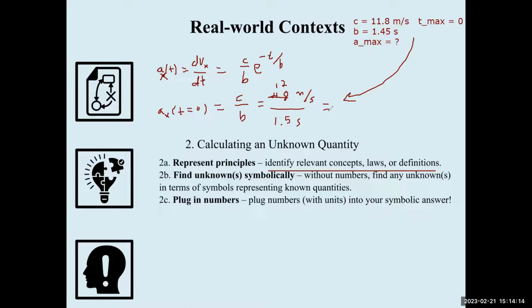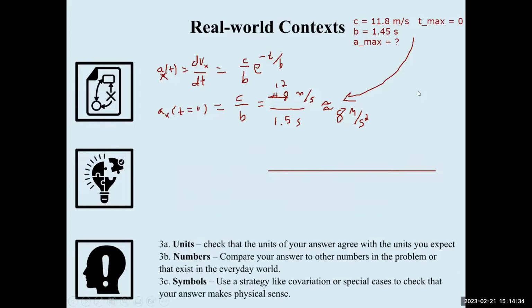And then the unit should be meters per second divided by seconds, which is going to be meters per second squared. So I get 8 meters per second squared. And again, this is approximate, so I'll put a little approximate here. All right, so now I have an answer. So I'm going to move on to stage 3 here, which is to make sense of this.